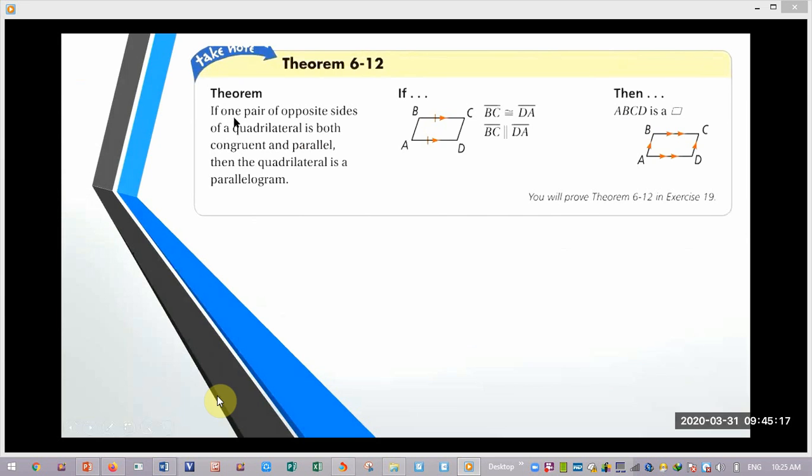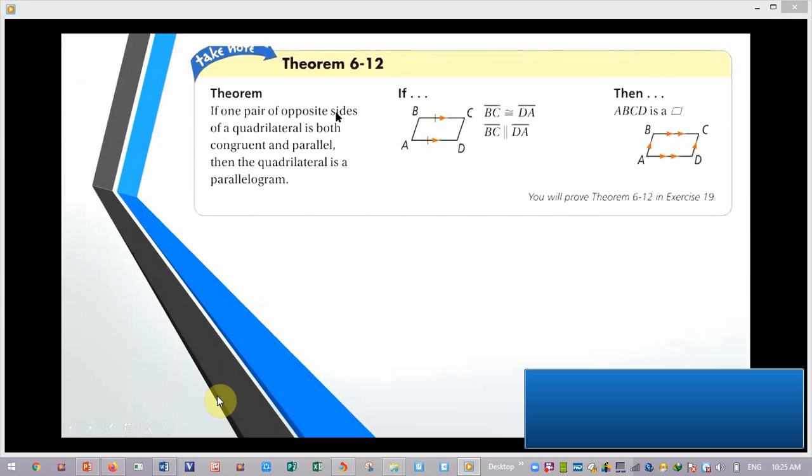Now, not each pair, only one pair of opposite sides. Only one pair, AD and BC, but 2 conditions. Number 1, they are congruent, equal in length, and also they are parallel. If only 2 sides are parallel and equal, then the shape is a parallelogram.